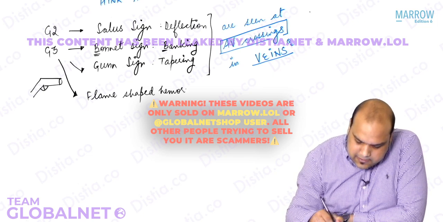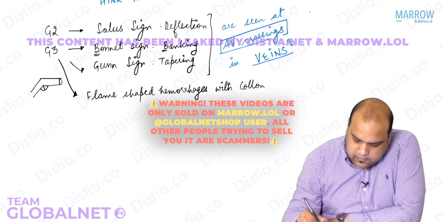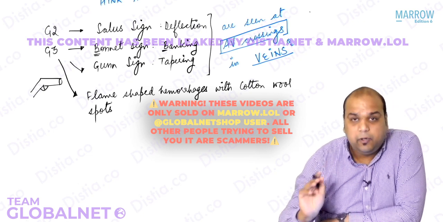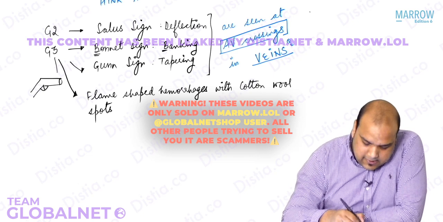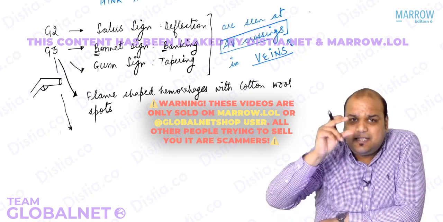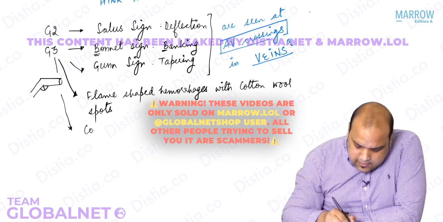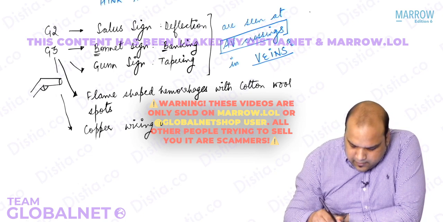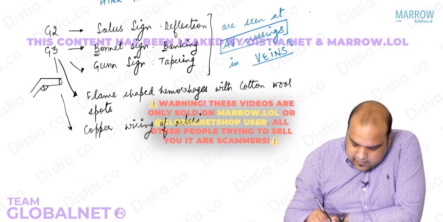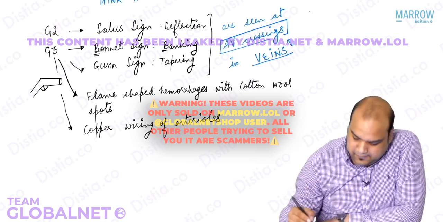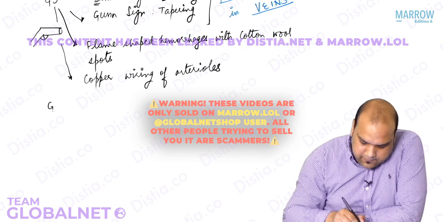Flame-shaped hemorrhages with cotton wool spots. Okay, everybody? Simultaneously, the vasoconstriction is proceeding. Yes? So the vessels are getting much more constricted. They get to be known as copper wiring of arterioles. Are we clear, everybody? Grade 3. Now, let's move on to grade 4.